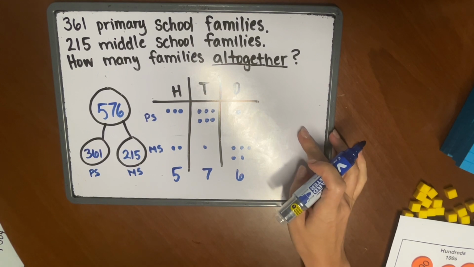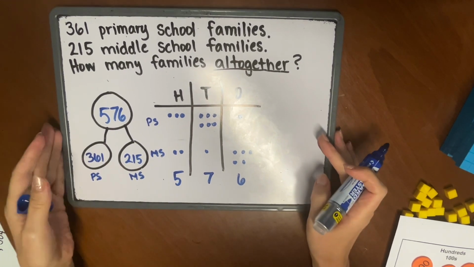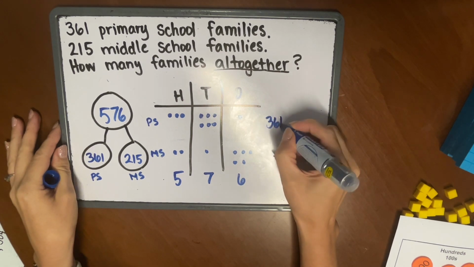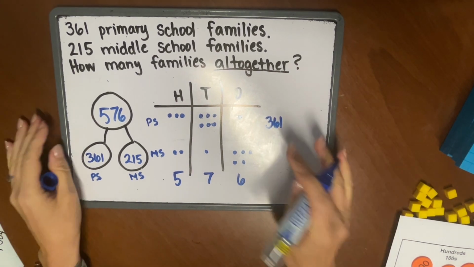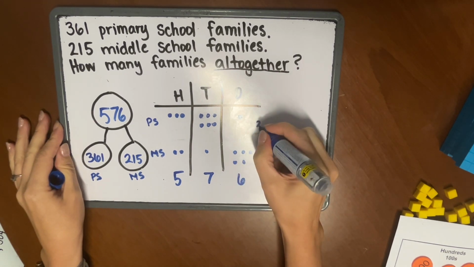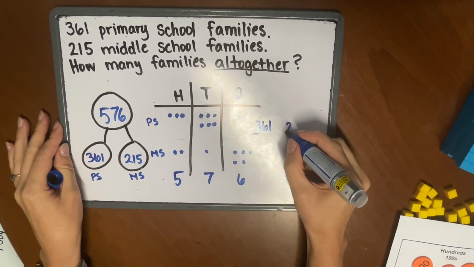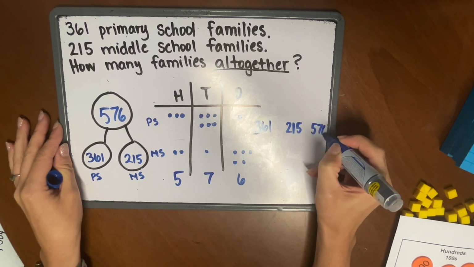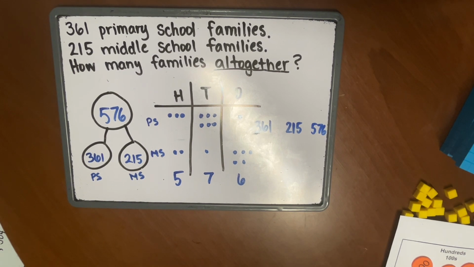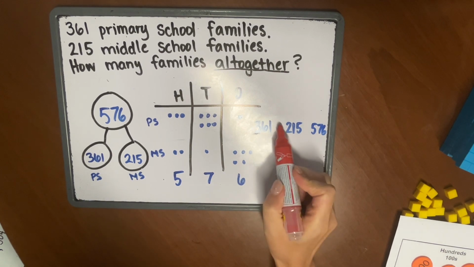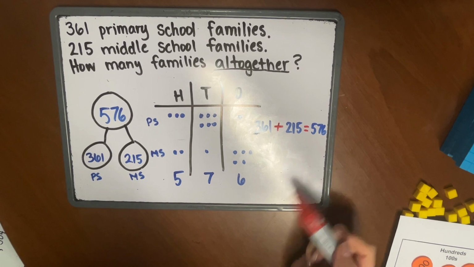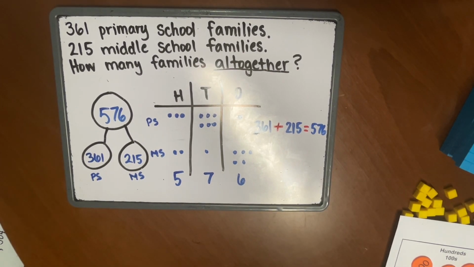Let's think of a number sentence or an equation that would match this. I know that I had 361 primary school students, and 215 middle school, and that gave me a total of 576. What symbols can I use to represent this problem? Well, 361 and 215 together is the same as 576.